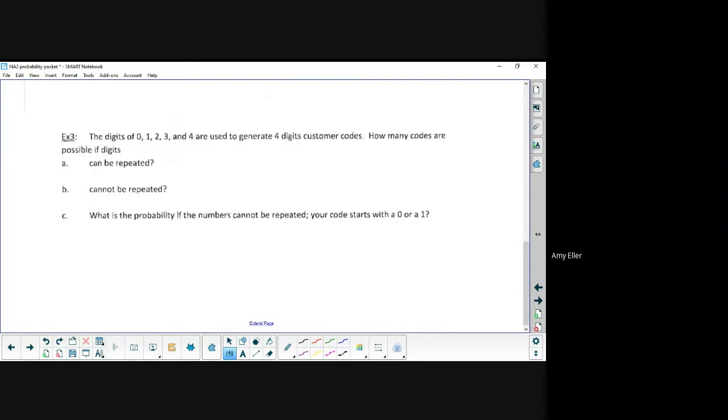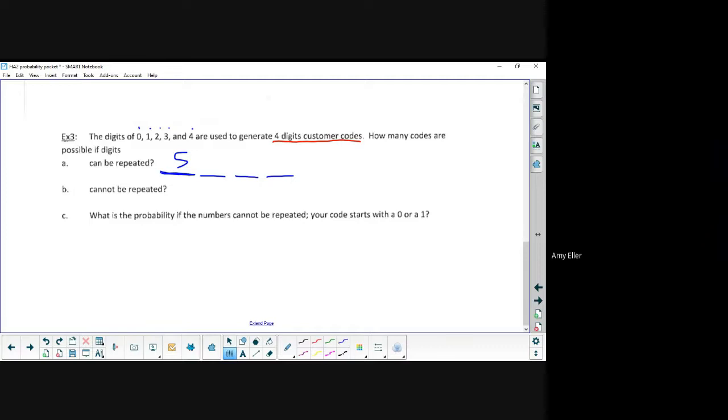Example 3. The digits 0, 1, 2, 3, and 4 are used to generate a 4-digit customer code. How many codes are possible if the digits can be repeated? I think we've done problems like this. I always like to write out, okay, I know I'm going to have 4 digits that need to be filled. How many different choices are there for this one right here? 5. 0, 1, 2, 3, or 4 is actually 5 choices that I could put there.